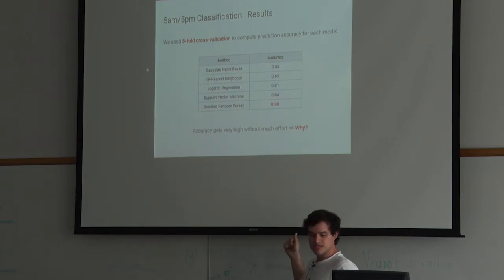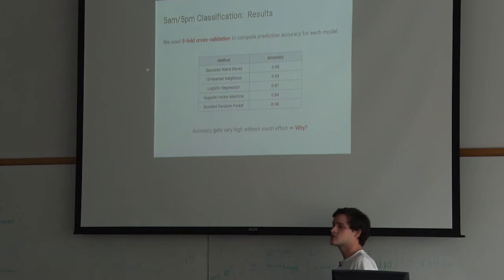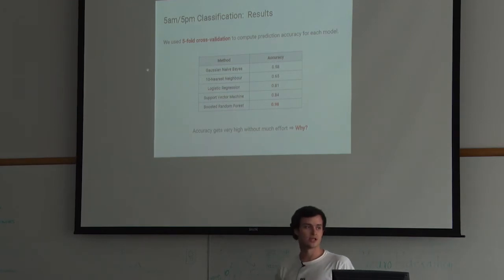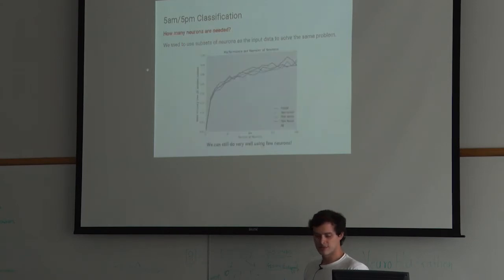What's interesting to see is that even with an out-of-the-box random forest classifier with those features, we get 98% classification accuracy. This is estimated using five-fold cross-validation. To verify that result, we also tried different numbers of folds and randomization, and it still gave the same performance. It was higher than 95% all the time. So this gives very strong evidence that there is a difference in neural activity between 5 a.m. and 5 p.m. And we decided to try and find out what that difference is.